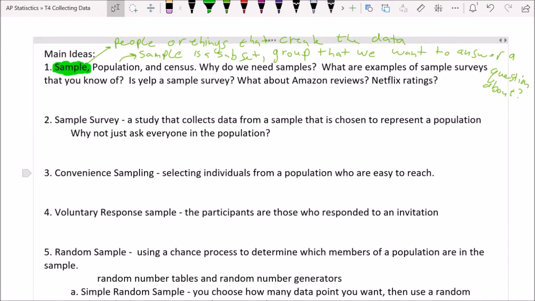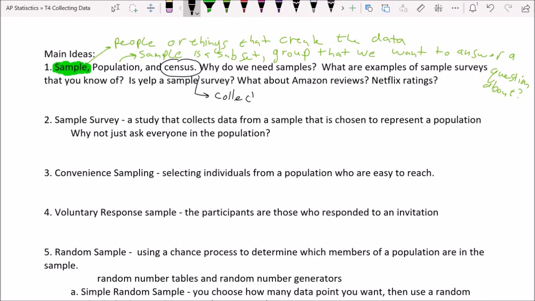Okay, in fact, we just did it. The year, as I'm recording this, is 2020. We just did a census. A census is when your sample and your population are the exact same group. Okay, now I'm not going to write it that way, but that's like when you collect data from everybody or everything.